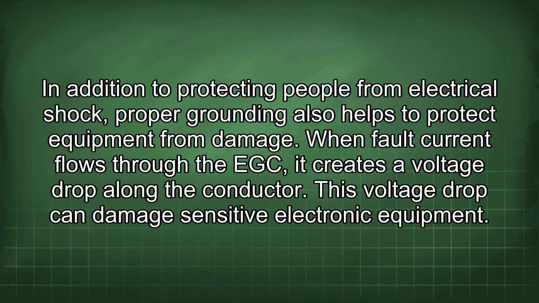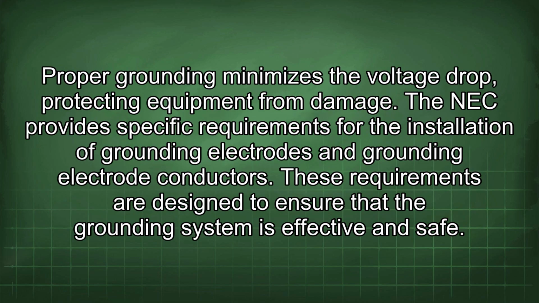In addition to protecting people from electrical shock, proper grounding also helps to protect equipment from damage. When fault current flows through the EGC, it creates a voltage drop along the conductor. This voltage drop can damage sensitive electronic equipment. Proper grounding minimizes the voltage drop, protecting equipment from damage.